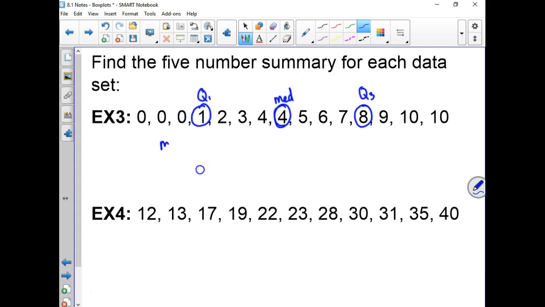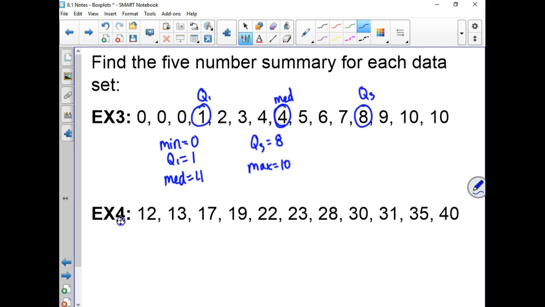So my minimum is going to be 0. My first quartile is 1. My median is 4. My third quartile is 8. And my maximum is 10.